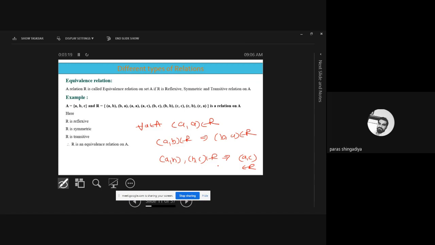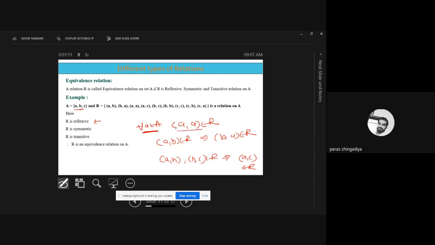So first we'll check the reflexive property. There are three elements in this A: A, B, and C. So the pair for A is (A, A), then for B it is (B, B), and for C it is (C, C). So these three pairs should be included in this given relation. The reflexive property should be satisfied. Reflexive means for every A belongs to A, (A, A) should be given in this relation.